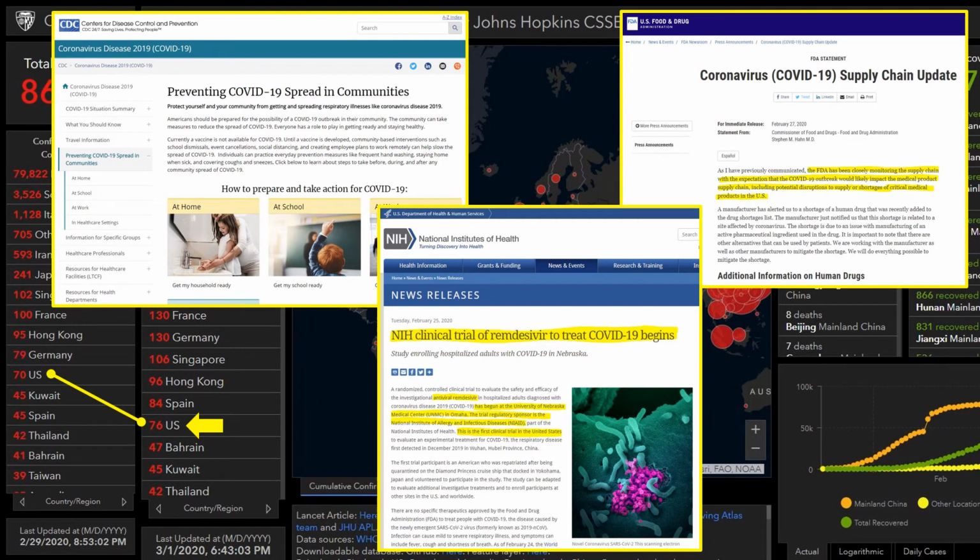Then what do we have? The U.S. went from 70 to 76. So lots of news out of the U.S. today. One is from the CDC, which announced this, preventing spread in communities. Probably a little bit jumping the gun, but the information's up there. How to avoid, how to prepare at home, at school, and at work.